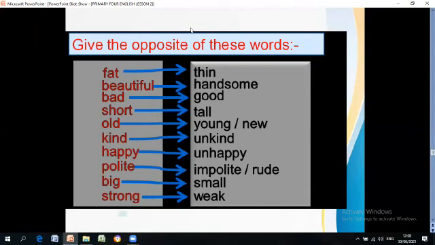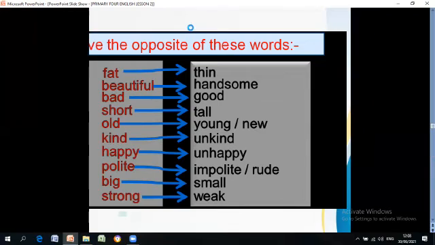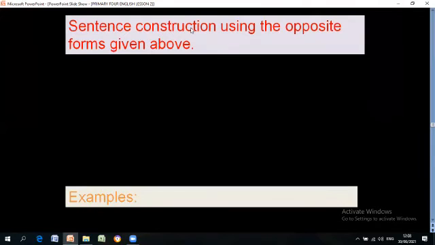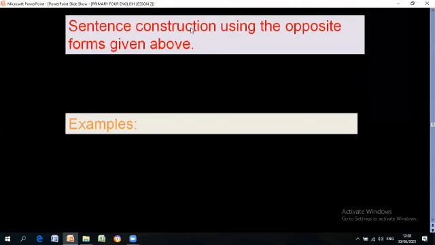We have the adjective big, whose opposite is small. Then we have strong, whose opposite form is weak. Thank you very much. So those are the opposite forms of those adjectives. As we proceed in this lesson, we are going to look at a few sentences, that is sentence construction, using the opposite forms of the words we have just been talking about.